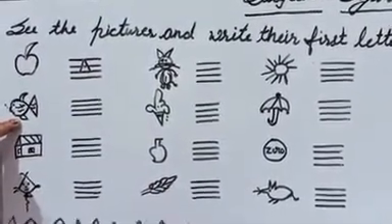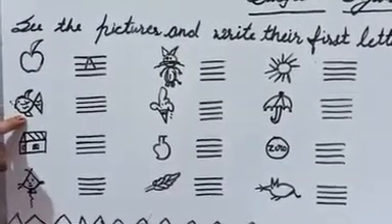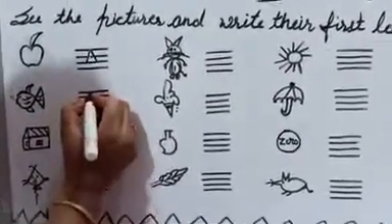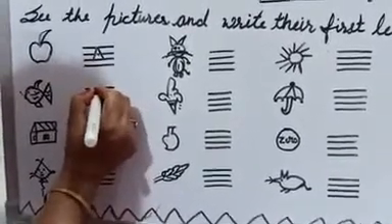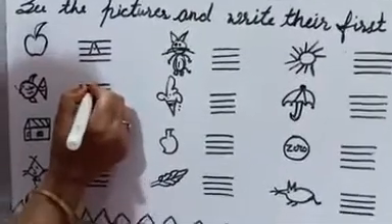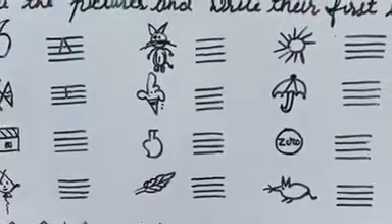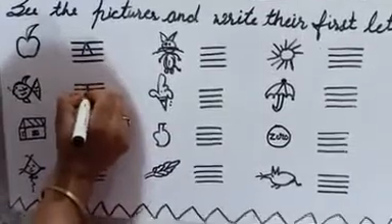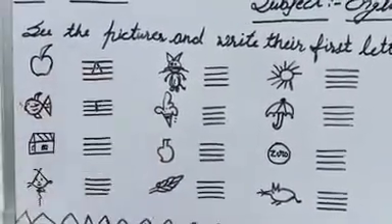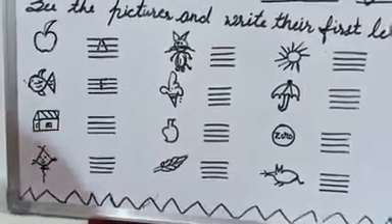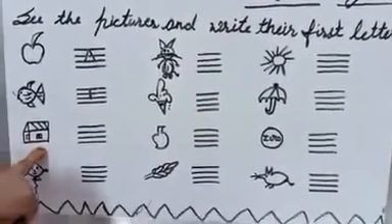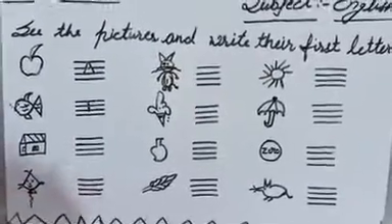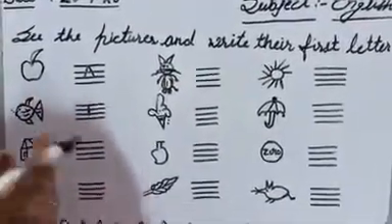Can you tell me which picture is this? Tell me. Fish. F for fish. So we write F. F for fish. First a standing line, and a sleeping line, again a sleeping line, okay, like this. F for fish. Like this, okay. Can you tell me which picture is this? H for house, okay. H for hat, H for house. Okay, so this is a house, H for house.